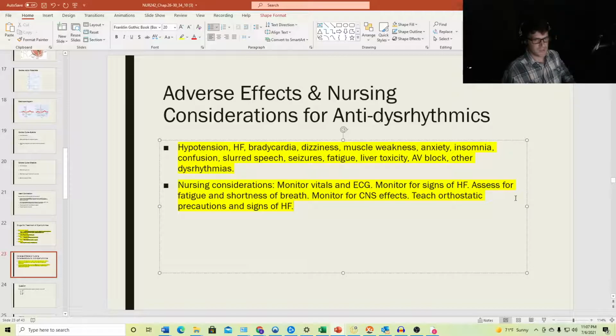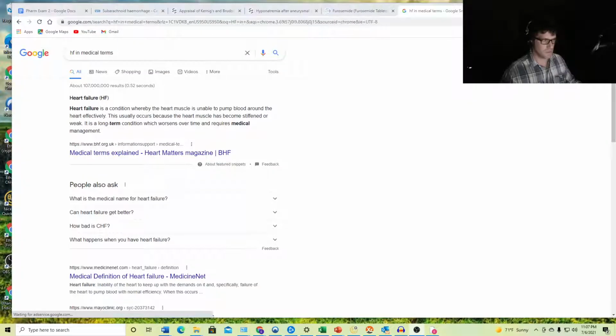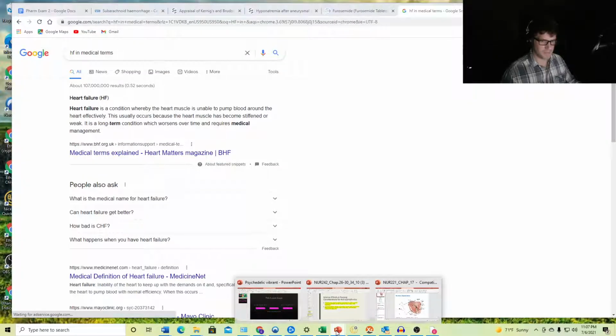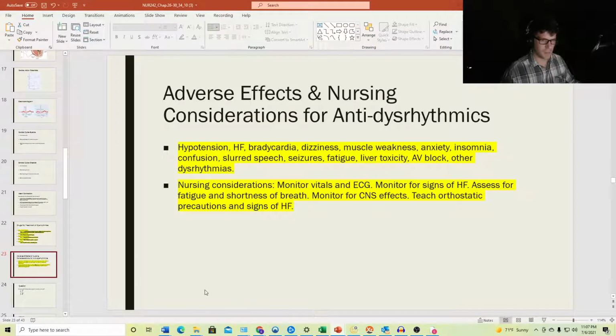So monitor for signs of HF. I guess I'm going to have to Google. Hang on. It's heart failure. Sorry, I'm dumb. I should have known.